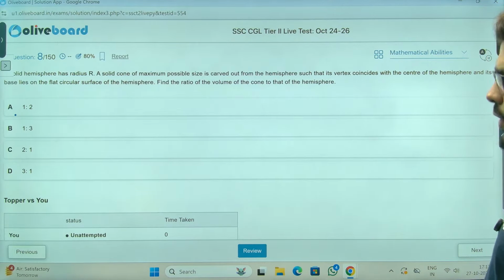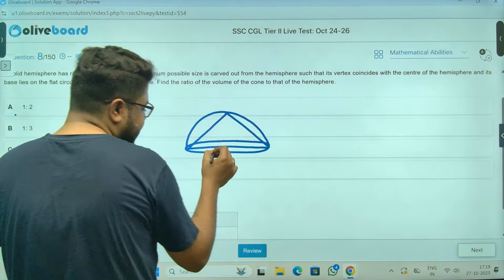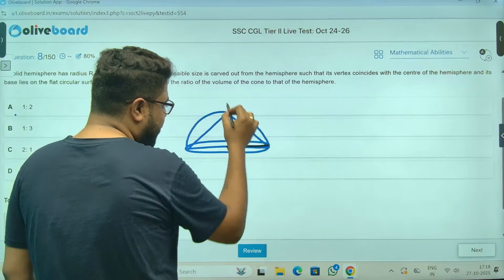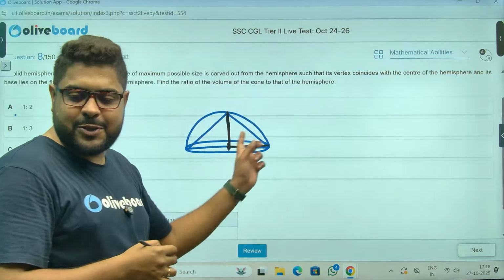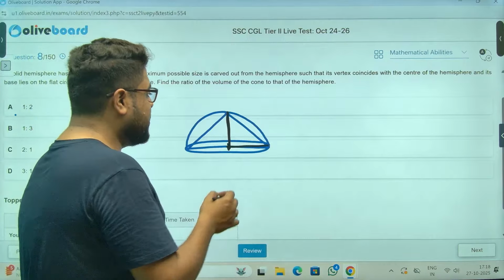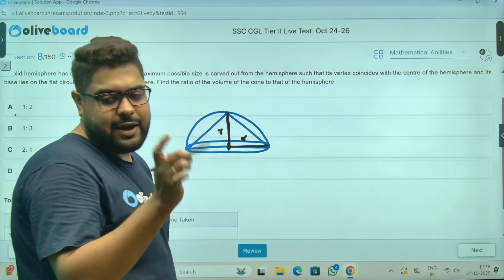Achha, ultimately, what conclusion can we draw from there? The conclusion is, the radius of both the hemisphere and the cone are the same. Also, the height of the cone is nothing but the radius. So all this is R, everything is R only. Now what are they asking?